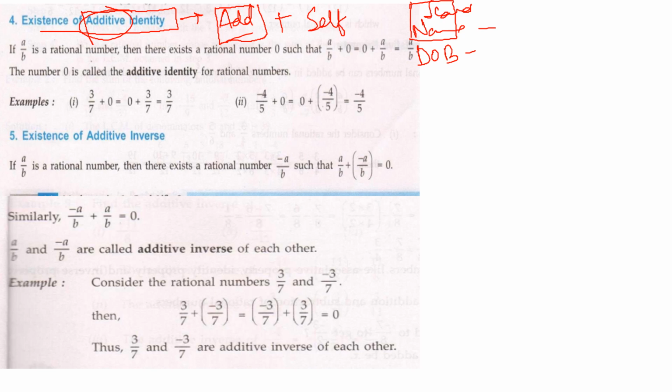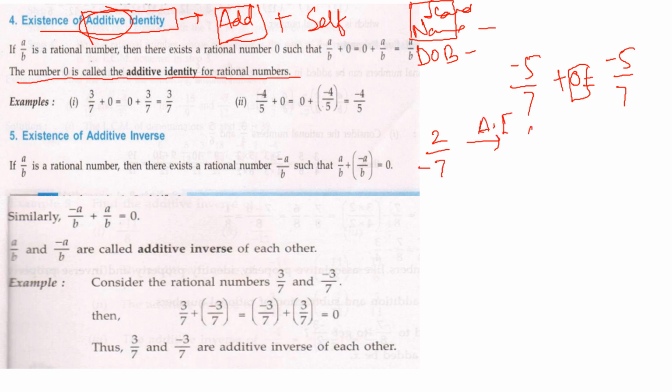Suppose a given rational number is minus 5 by 7. What are you going to add to it so that it remains minus 5 by 7? 0 only, isn't it? That is why the number 0 is called the additive identity for rational numbers. So if they are asking what is the additive identity of 2 by minus 7, its additive identity is 0. What is the additive identity of minus 11 by minus 5? It is 0. You have to learn this. I can ask you this as true, false, fill in the blanks, MCQ, anything. Additive identity of any number is always 0.